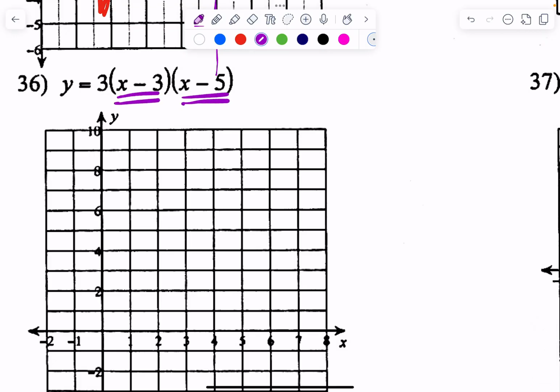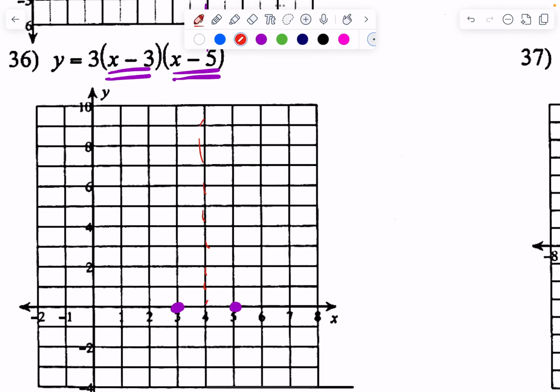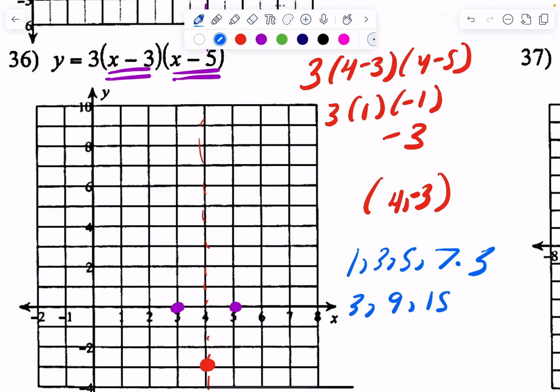Okay. X-intercepts are at 3 and 5, which means my vertex is located halfway between at 4. So I plug in 4. 3 times 4 minus 3, 4 minus 5, that'd be 3 times 1 times the -1, which is -3. So 4, -3 is my vertex. 1, 3, 5, 7 times 3 is 3, 9, 15. Over 1 up 3, already taken care of that. Then over 1 up 9. And we have enough points to connect the dots.